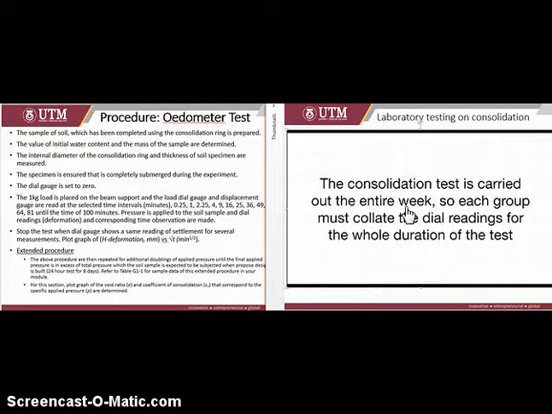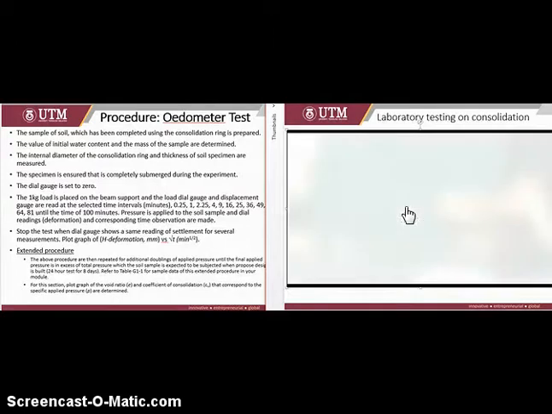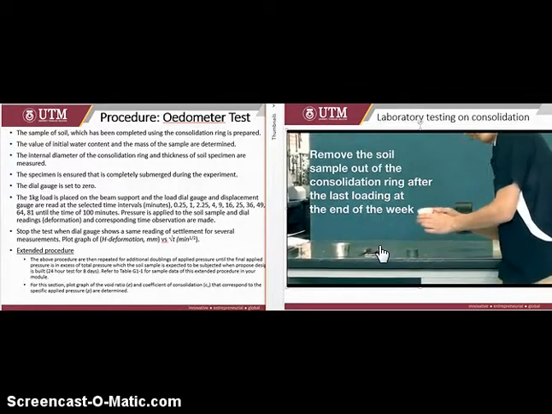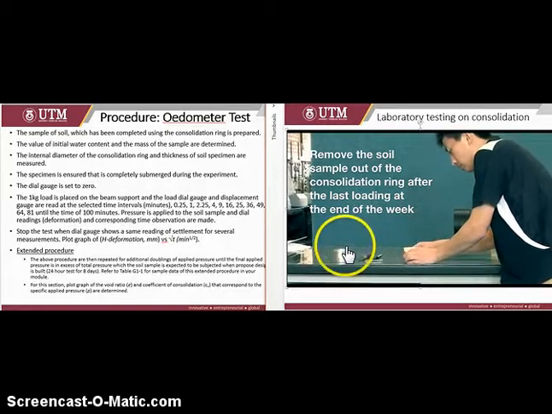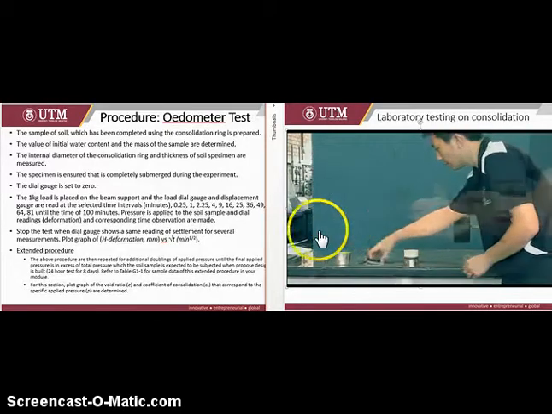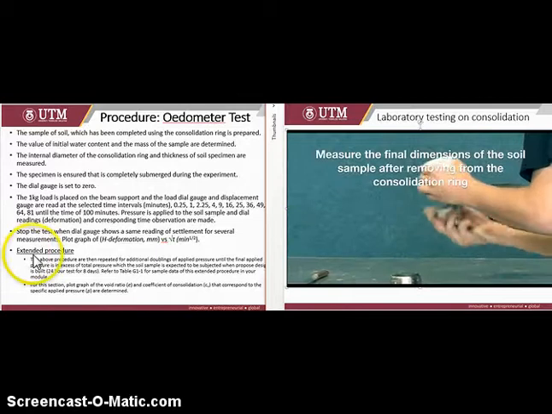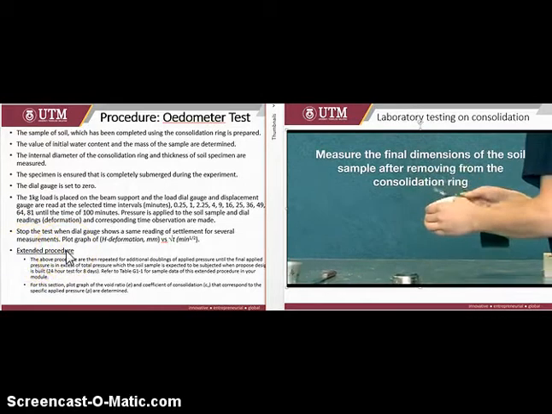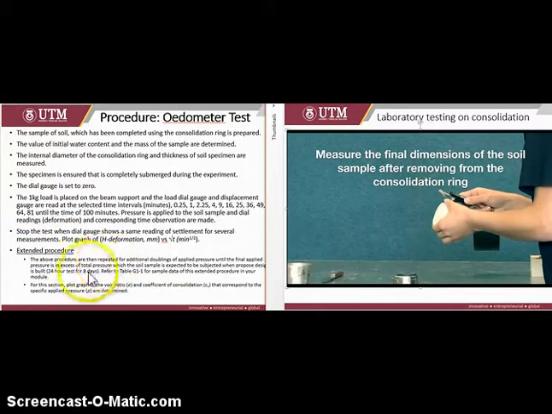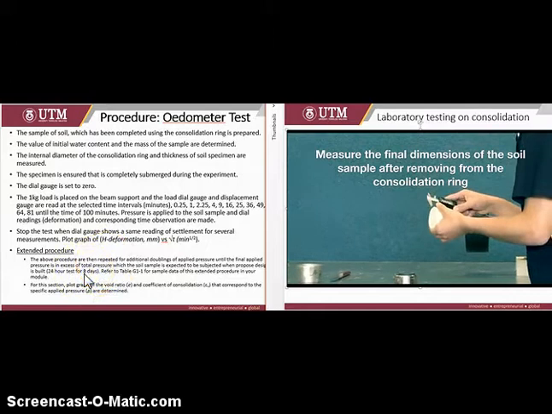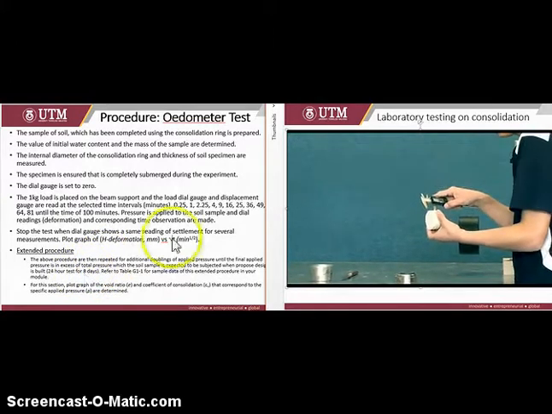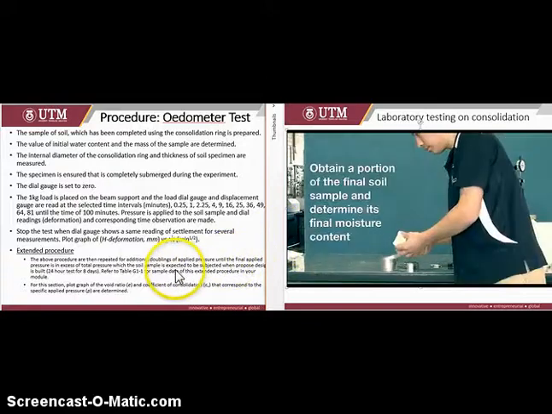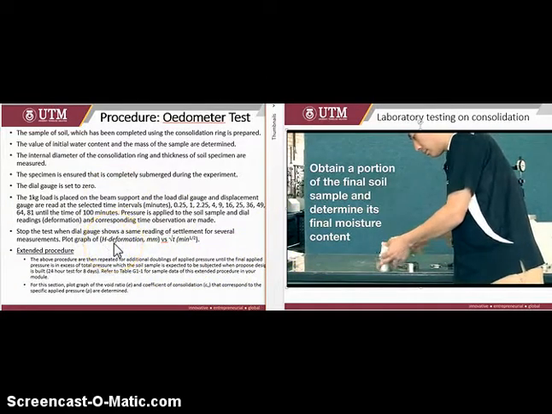And in our case, we do the consolidation test for 1.5 hours, about 100 minutes. And then we have an extended procedure in here to complete the test for 8 days. But it's okay, we follow the video first. Later I will explain about our laboratory testing.